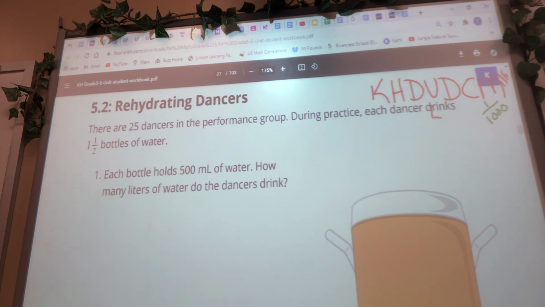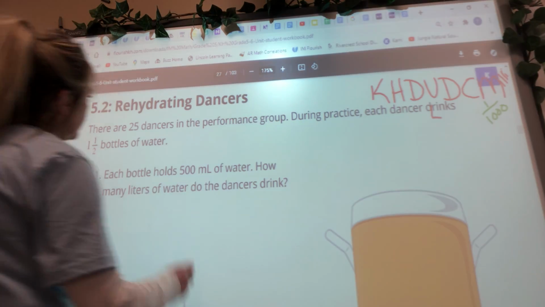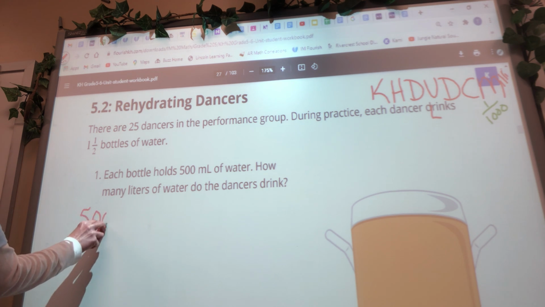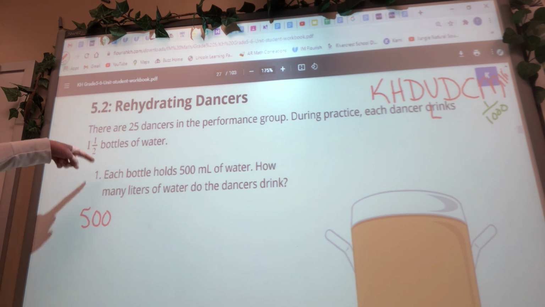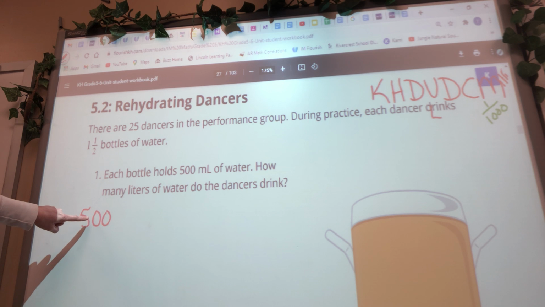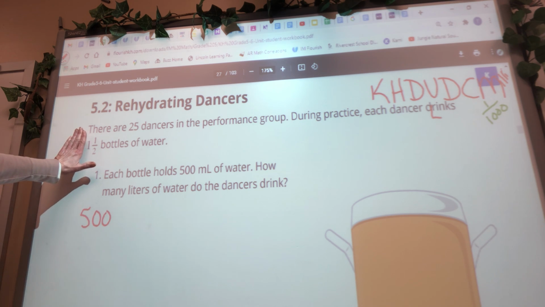Wow, we're going to do a lot in this one, aren't we? Okay, so let's think for a minute. Each bottle is 500 milliliters. So one bottle's 500, but they drink 1.5 bottles. So I got the one covered. That's the one bottle, 500 milliliters. And then what's half of 500?